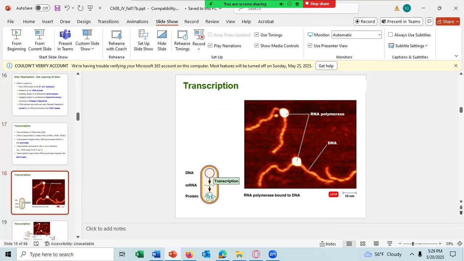Here we're actually looking at a microscopic image. It's sort of an electron microscopic image, but it's actually a fluorescent microscopic image, not a regular electron microscopic image. Looking at RNA polymerase, that is the DNA. That little strand there is the RNA, which is beginning to be made off of the DNA that we call transcription. Any questions about transcription?